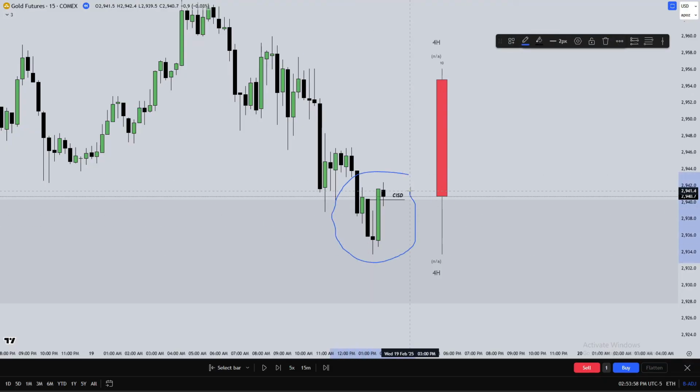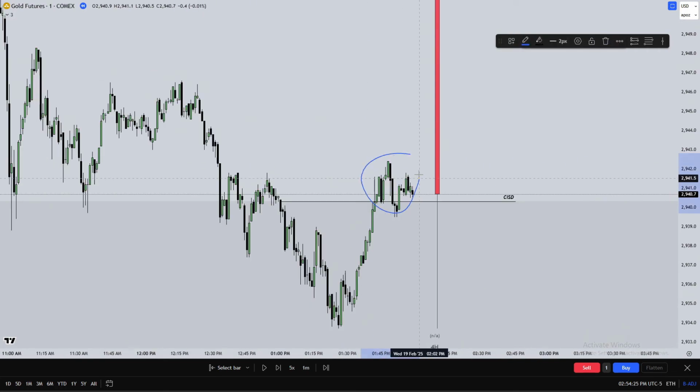So now that our bias and our structure is aligned, we can go down to the aligned time frame for the 15-minute chart, which is the 1-minute chart, and look for an entry. And as you can see right here, the thing that I'm looking for is this nice change in state of delivery right here and a candle body closure above this level. So let's see if we get that now.